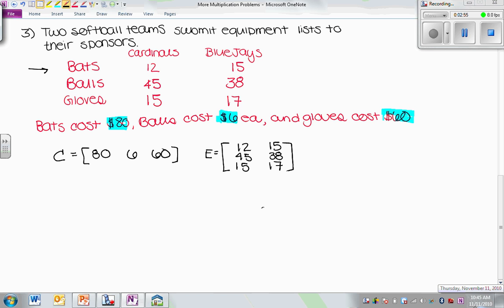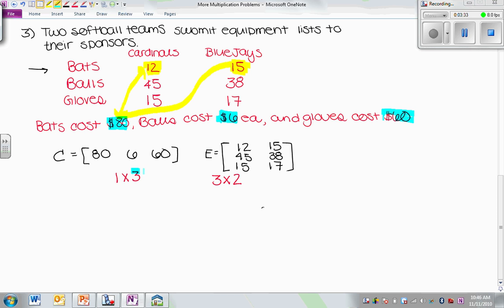Okay, so one application for matrices was solving a system of equations. This is another application, not similar to solving systems of equations. But if you think about it, you do $80 times 12, and that will give me the cost of the bats for that team. And if I do $80 times 15, that will give me the cost of the bats for the other team. Well, can I do matrix multiplication here? If you think about it, this matrix is a 1 by 3, and this matrix is a 3 by 2.